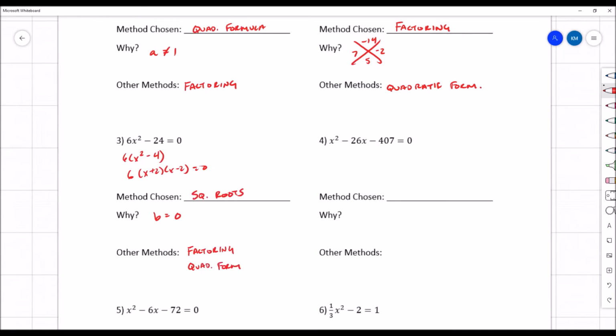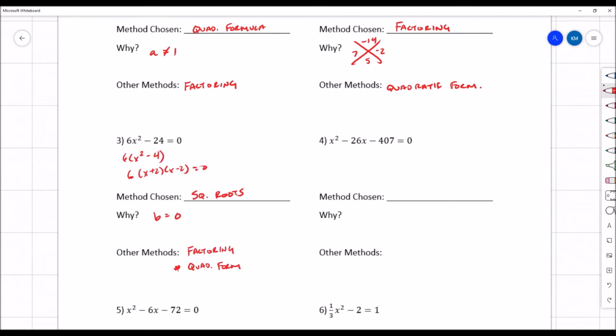Okay, and one thing that you probably notice here is, hey, if we don't choose the quadratic formula, it's always one of the other methods. Yep, quadratic formula solves all of them. Number 4, x squared minus 26x minus 407.